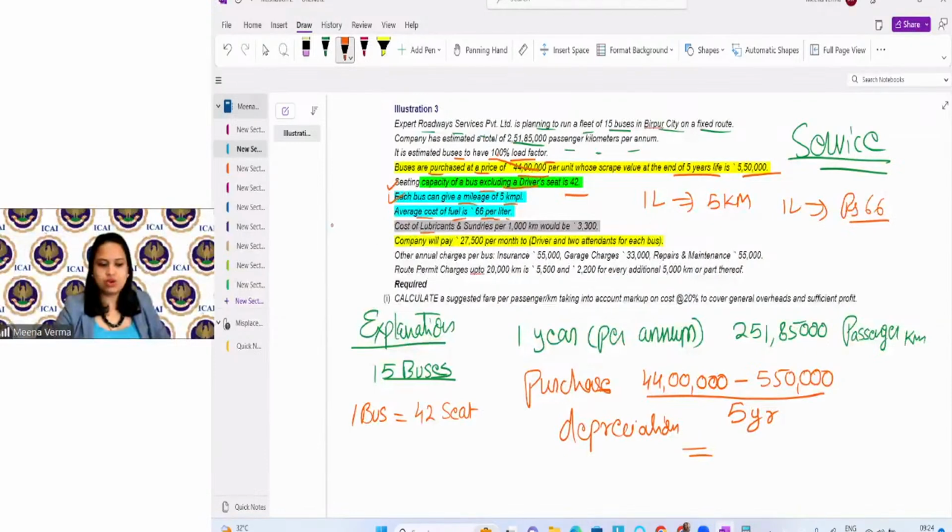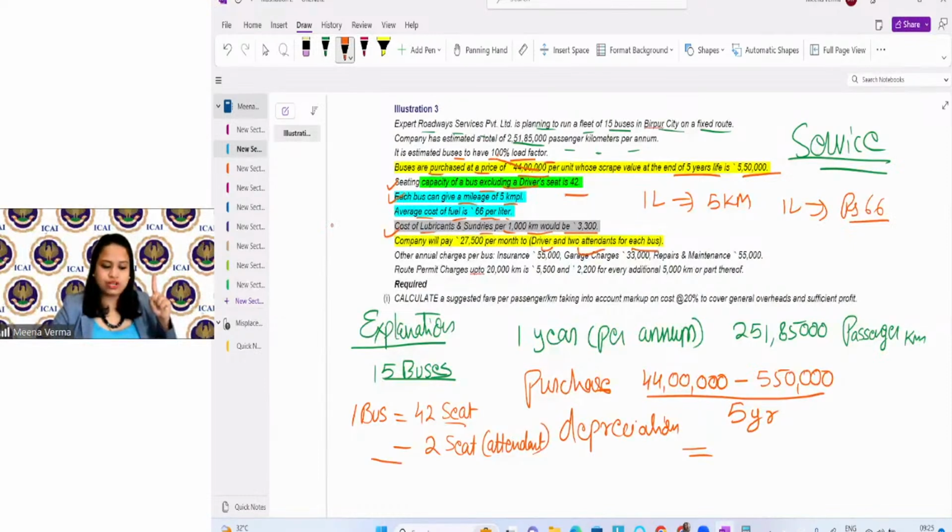What else? The cost of lubricant and sundries per 1,000 kilometer is this. The company will pay 27,500 per month to the driver and 2 attendants on each bus. So in one bus, there is not just one driver, but there are 2 attendants also. Maybe conductors, in buses we have conductors and all. So they have mentioned that though there are 42 sitting capacity, actually 2 seats will be occupied by attendants. We have 2 attendants in one bus.